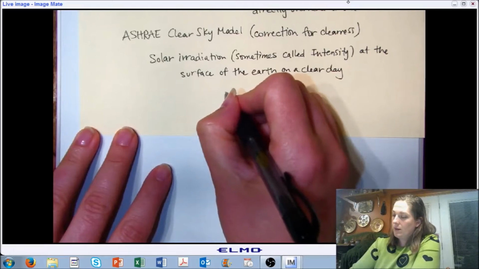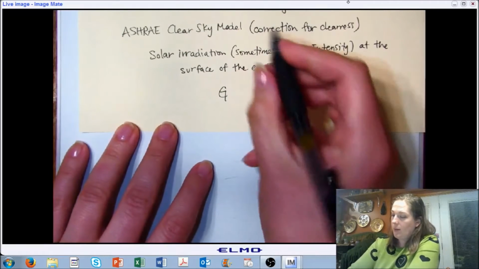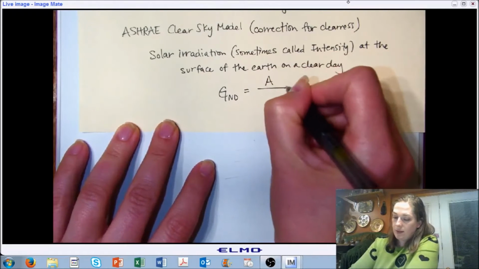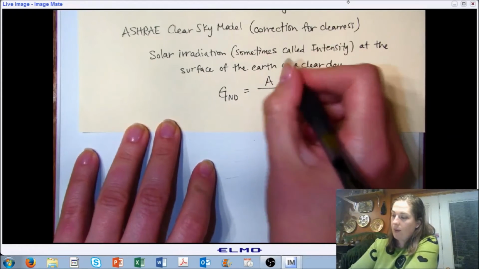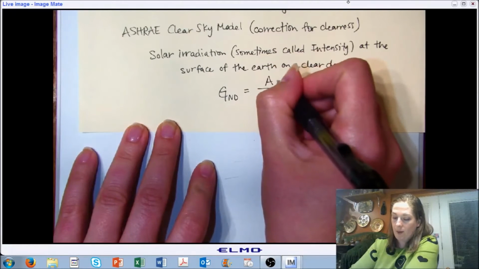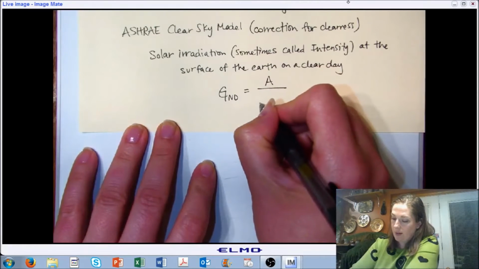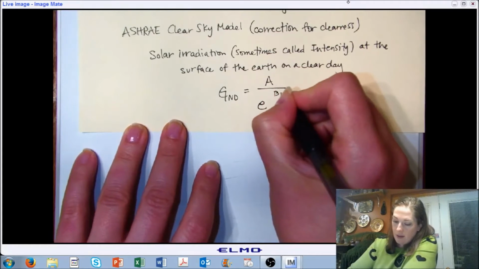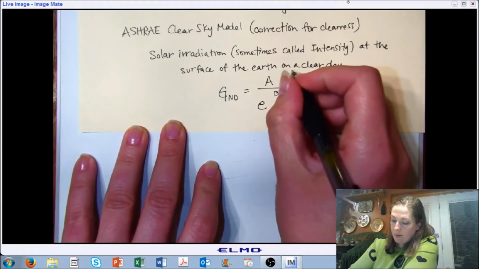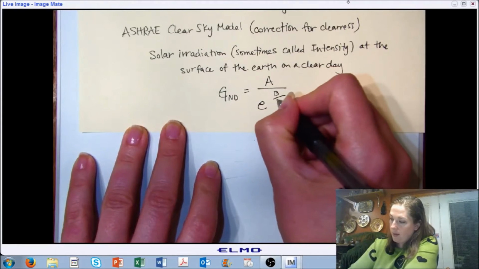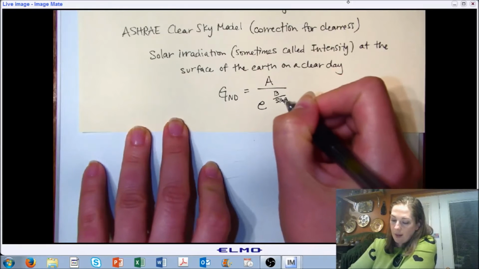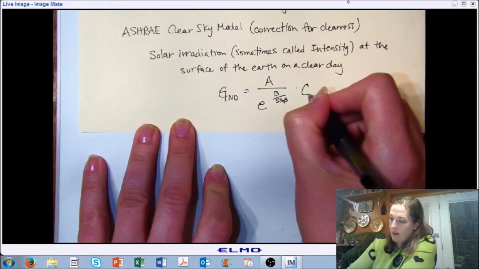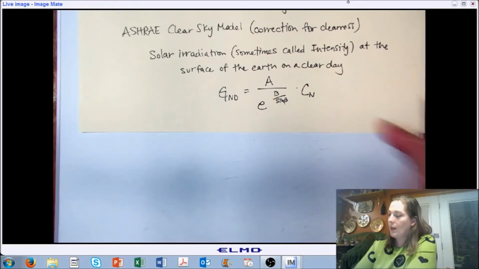Right, and the equation in this model is not terribly complicated. The direct normal irradiation is a constant, A. Well, it's a variable A, but we get the value out of a table, so we don't have to do a calculation for it, divided by B, which is also a value that we take from a table, over sine beta, which we've seen before in terms of our solar angles, times this clearness number.